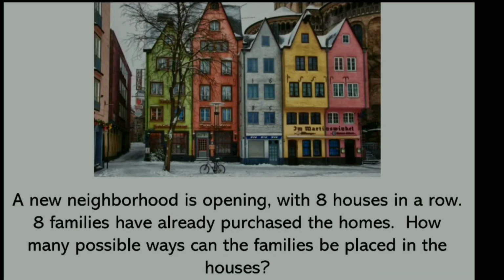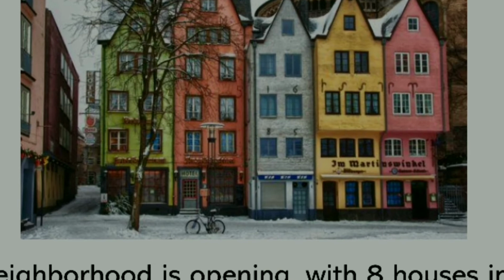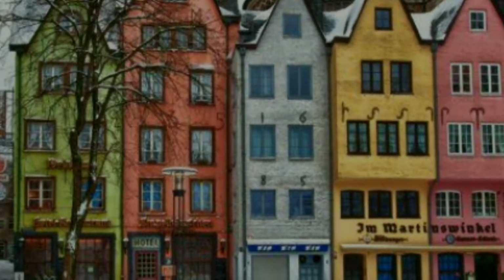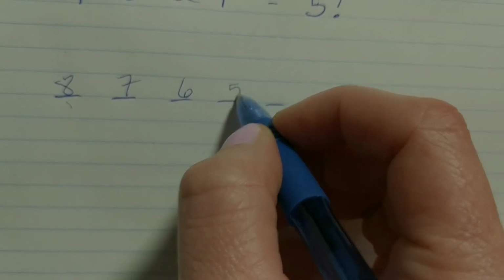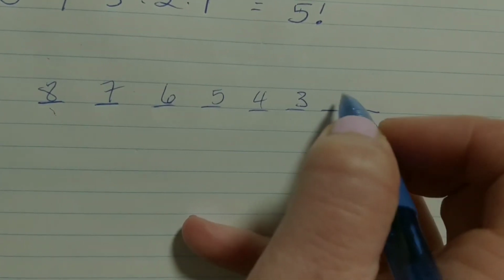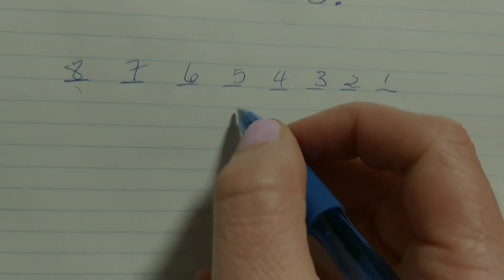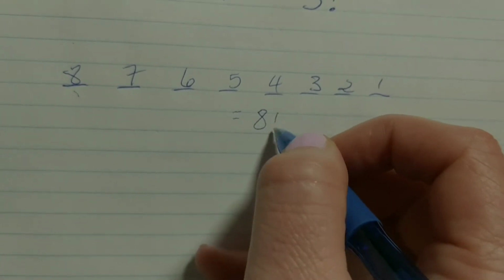Let's look at some similar problems so that we get some extra practice. A new neighborhood is opening with 8 houses in a row. 8 families have already purchased the homes, and we want to know how many possible ways the families can be placed in the homes. Very similar to the last problem, I'm going to go ahead and draw 8 blanks and think about the number of choices for each decision. For the first decision, I have 8 possible families to place in that house. So for the second house, I only have 7 choices. The third house, now I've used 2 of the families, so I only have 6 choices, etc. And when I multiply all those numbers together, that gives me 8 factorial.